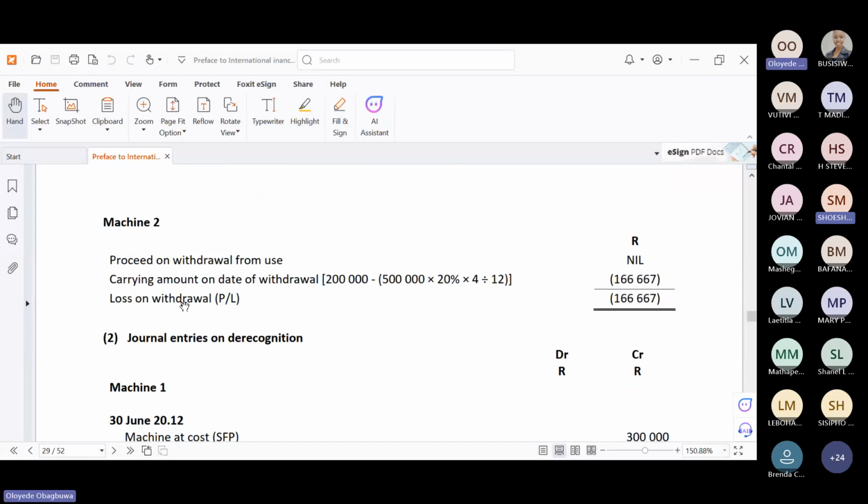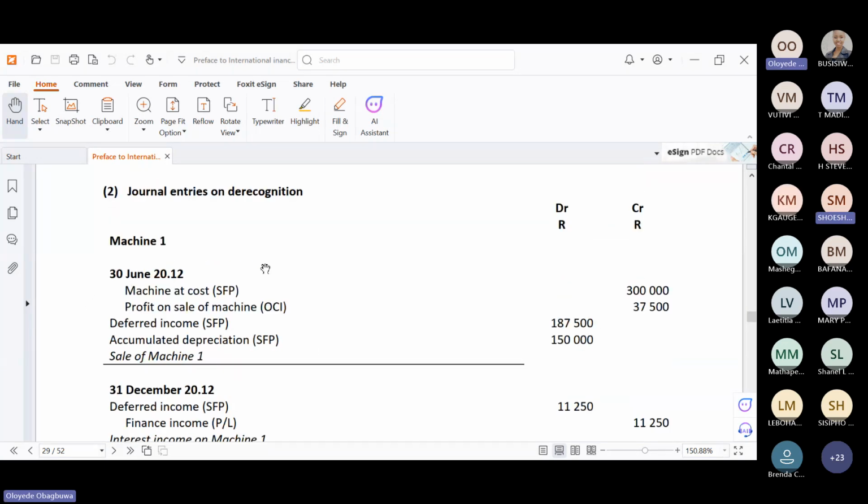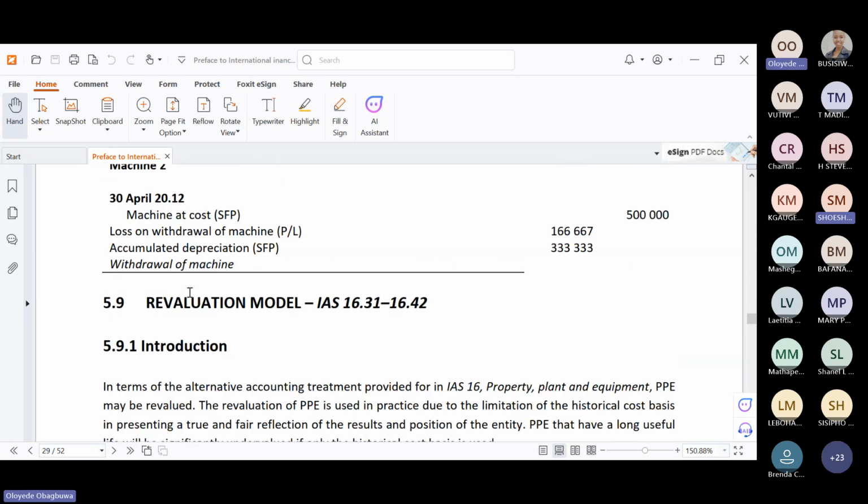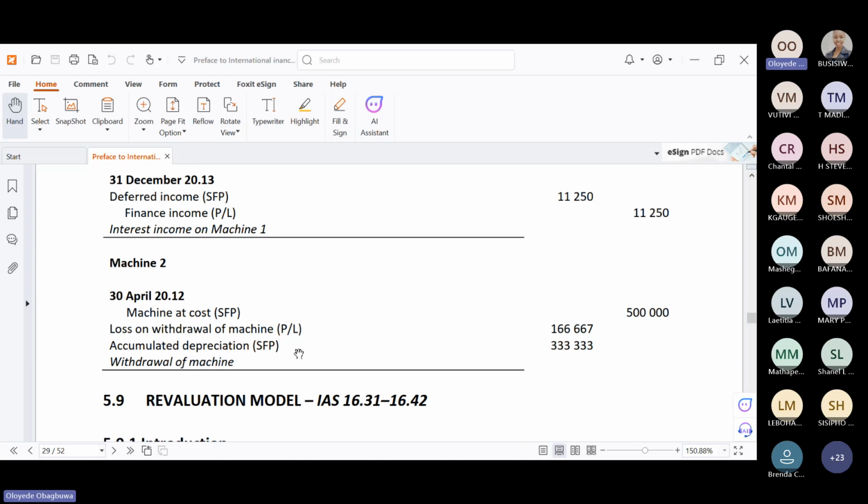That's the value that you will take out from your record. Okay? So the proceeds on withdrawal of use, nil. Carrying amount on the date of withdrawal. You calculate the carrying amount up to April, which is this. The loss on the withdrawal is this. Because we were told that they were unable to sell the vehicle. So the carry amount is this. So this is your journal entries. Just go through your journal entries you will raise. Then you will now discuss revaluation model.